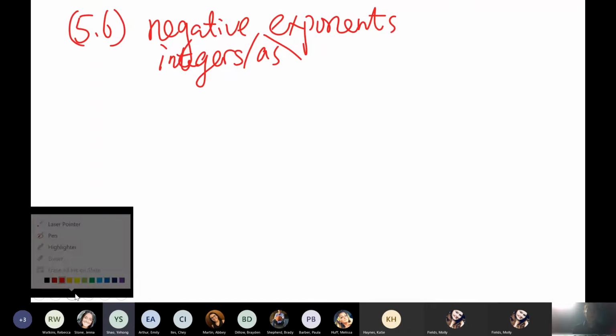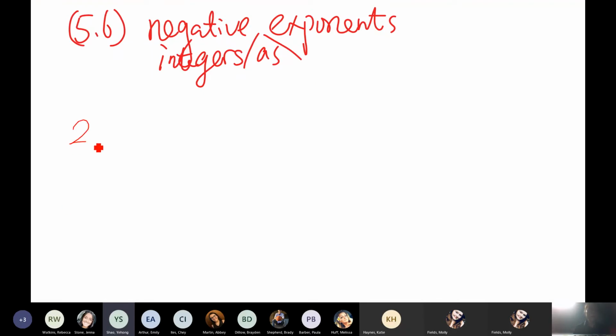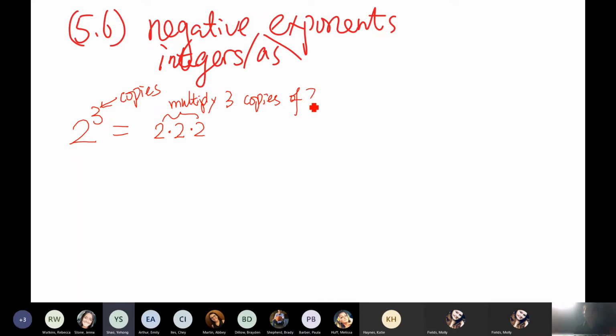Okay, so we are familiar with a positive integer as exponent. For example, 2 to the third. We know this 3 means 3 copies, and exponent means multiplication. So we're going to multiply the base number 2 three times: 1, 2, 3. So we take 3 copies of 2 and multiply them. Okay, so we got 8.